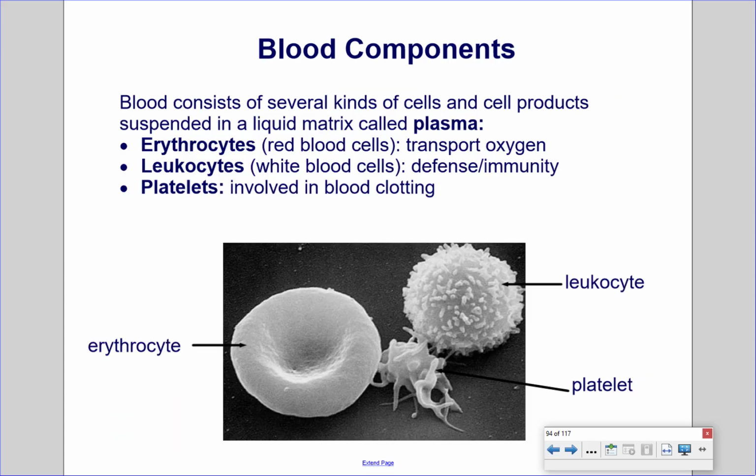Blood components. Blood consists of several kinds of cells and cell products suspended in a liquid matrix called plasma. Erythrocytes, or red blood cells, transport oxygen. Leukocytes, or white blood cells, are for defense and immunity. Platelets are involved in blood clotting.